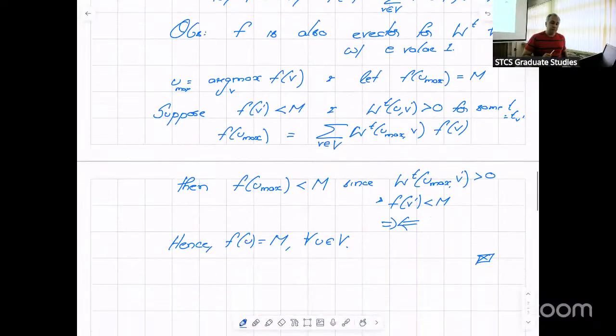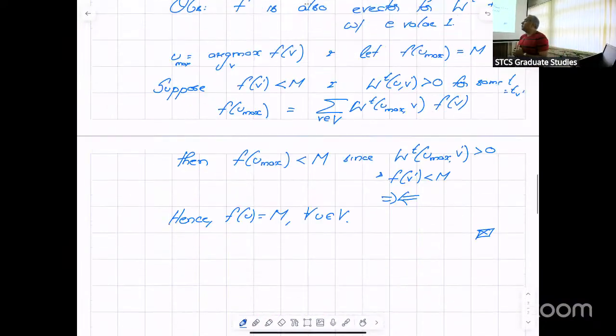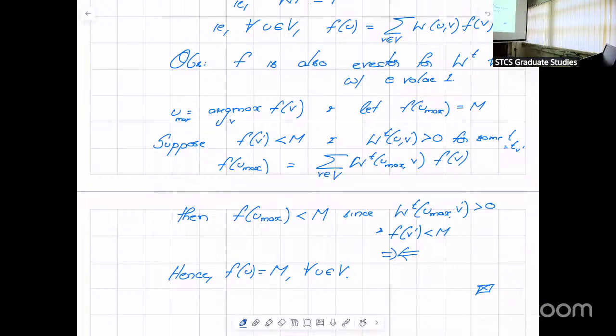What if the value where F is maximum is supported on multiple places? Just pick one of them and do it. All I'm claiming is they can't be one at the max and another one less than max. That should be a constant vector. It should be a constant vector. That's all I'm thinking.